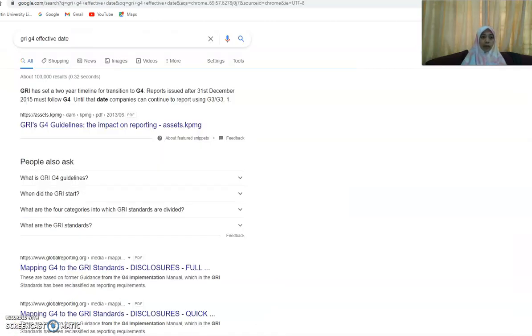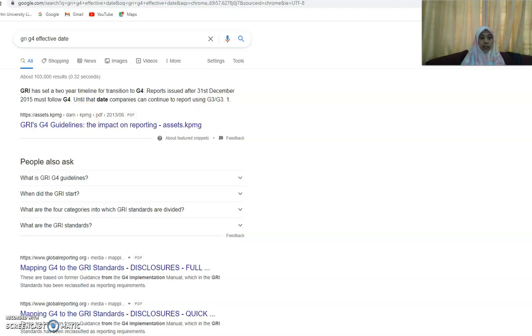Okay, previously companies used the GRI G4. This one is for reports issued after the 31st December 2015. They followed the G4, and then currently they are using the GRI standard. Prior to that, they had the G3. Now they have the GRI standard. That is the guideline to guide the companies to report on their CSR activities.